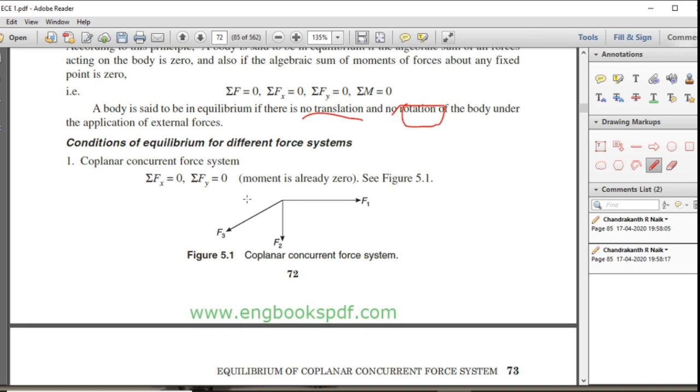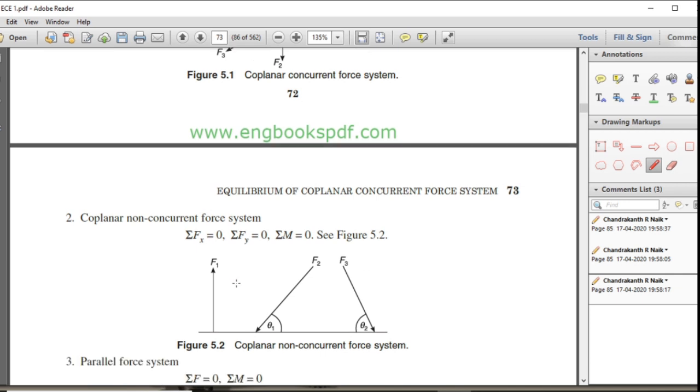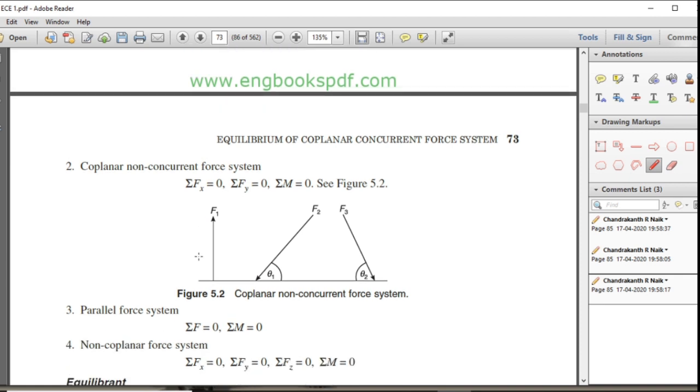Now let us see the conditions of equilibrium for different force systems. So, coplanar concurrent force system. For this coplanar concurrent force system, what are the conditions? Sigma Fx equal to 0 and sigma Fy equal to 0. If the system of forces follows this rule, then the system of forces is in equilibrium. If coplanar non-concurrent forces, if sigma Fx equal to 0, sigma Fy equal to 0, sigma M is also equal to 0, then we can say that the system of forces is in equilibrium and the body is in equilibrium.